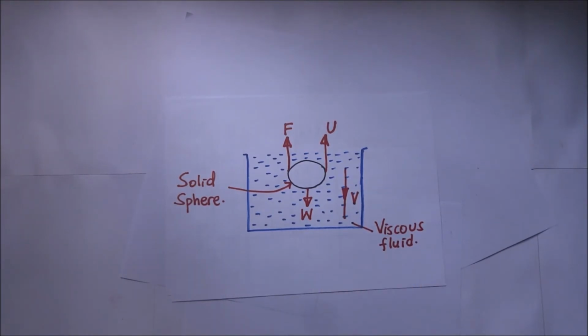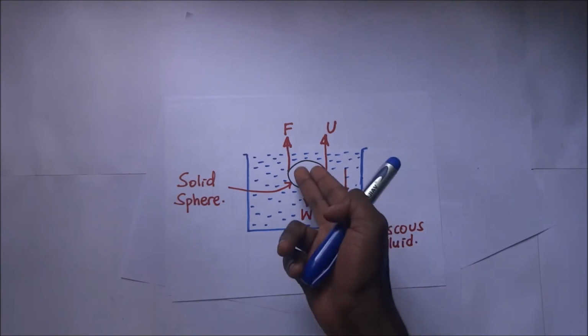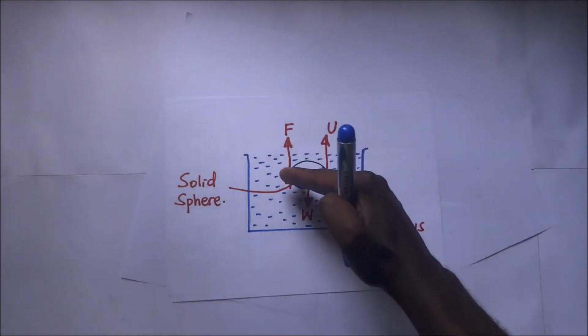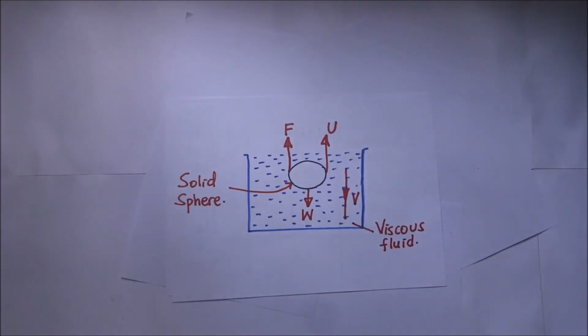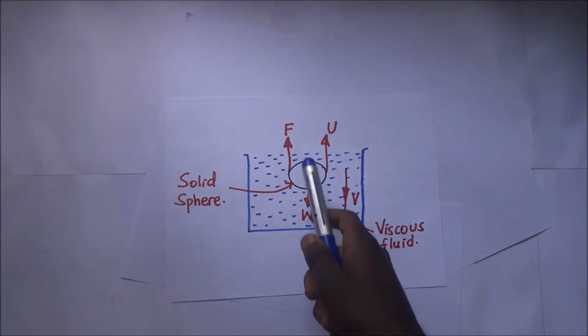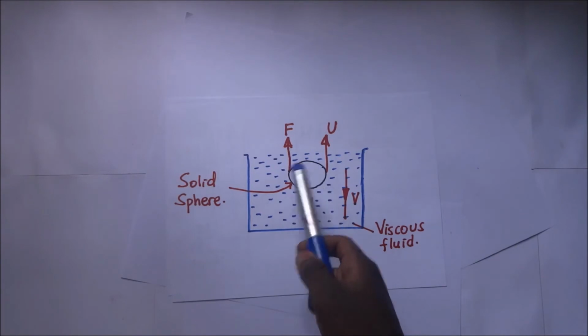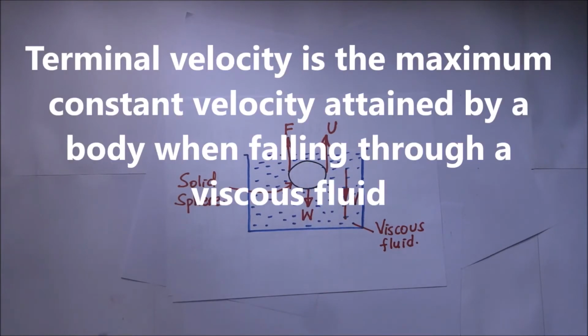Now when it starts moving at a constant velocity, because there is no more acceleration, the resultant force on this thing is now zero, since the upward forces are now equal to the downward forces. That velocity it will have attained is what we call the terminal velocity. So if I may define what terminal velocity is, we can say that terminal velocity is the maximum constant velocity that is attained by a body when it is falling through a viscous fluid.